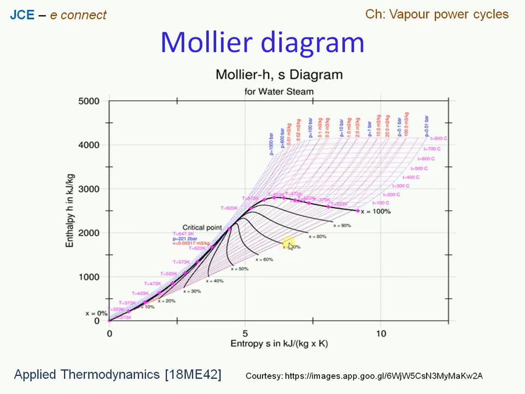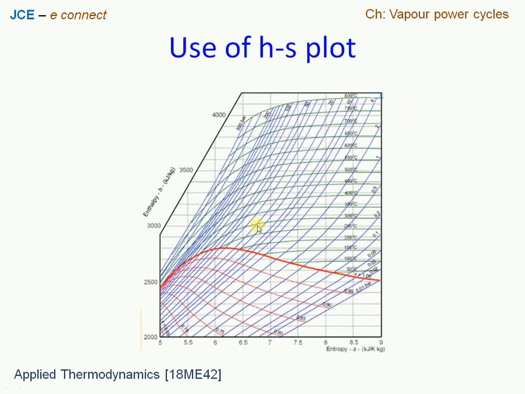To do that, I have picked up one modified HS plot. The modified HS plot has been shown here, where on the x-axis we have entropy in kilojoule per kg Kelvin, and along the y-axis we have enthalpy in kilojoule per kg. And then we can see clearly the saturation dome. This is the saturated vapor line, along which the dryness fraction is 100%, and we see the pressure curves starting from 0.01 bar and all the way up to 500 bar shown here.